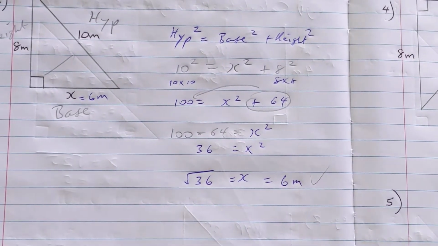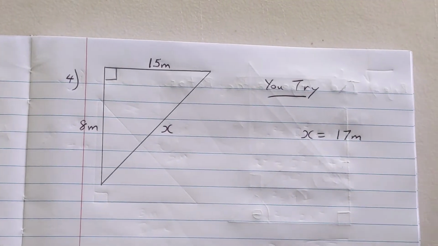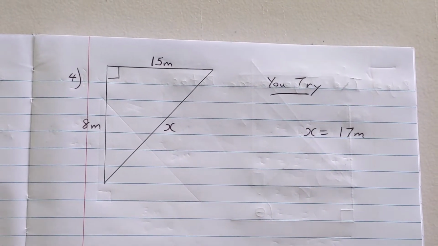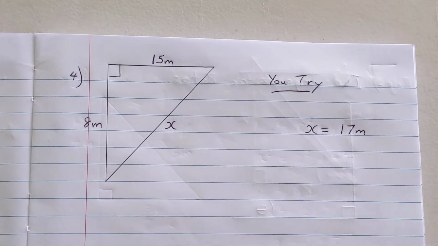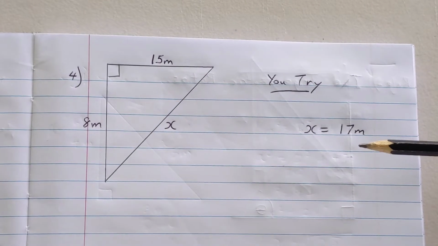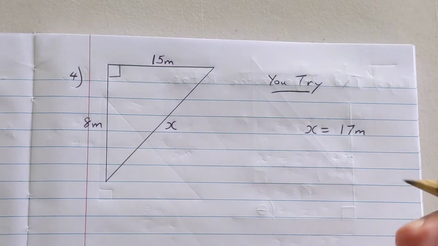So what I would like you to try, I'm not going to work these out unless you request me to work them out. I have a triangle here. You try this one yourself. I already wrote the answer on the side here, but I want you to try it and see if you come up with it yourself. In this one, you realize the orientation of the triangle changed.